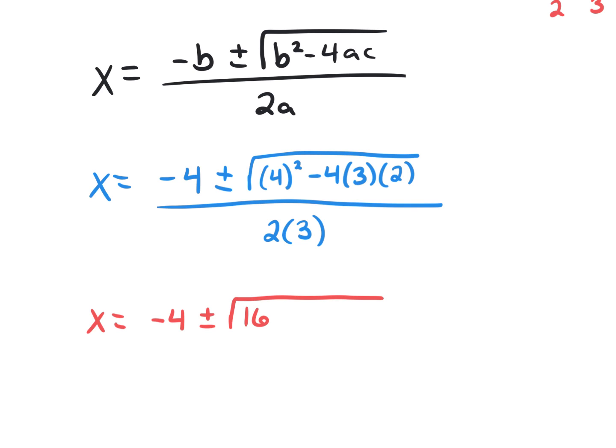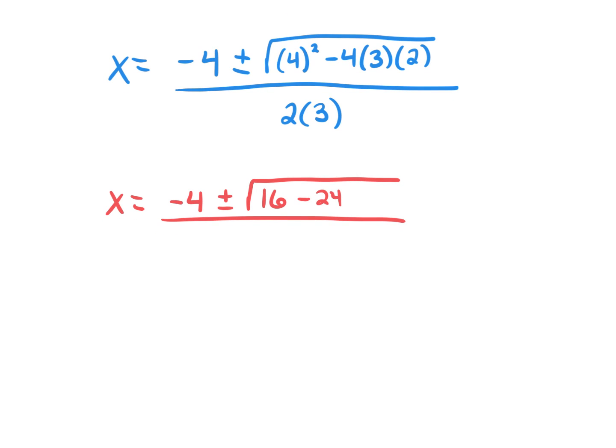What do I do with these 3 numbers right here? Multiply all 3 of those. So what's negative 4 times 3? Negative 12 times 2? Negative 24. Divided by, what's 2 times 3? 6. We're really close, but what's something else that I can solve here? 16, that square root. Yep. What is 16 minus 24?